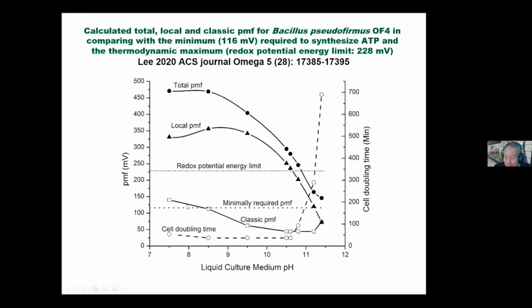Proton motive force equation calculated. The proton motive force, called the classic PMF. You see, now at pH 10.5, your proton motive force is about 44. How much is required to make ATP for the proton? You need at least 110 or 120. So with four together, you were able to meet about 400.